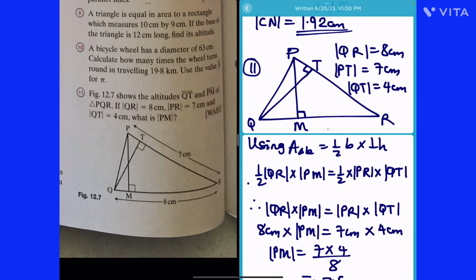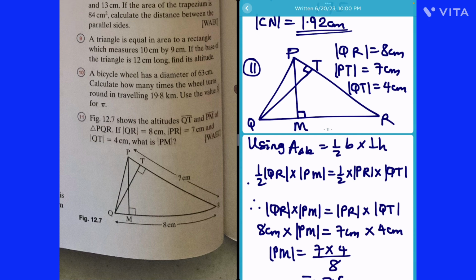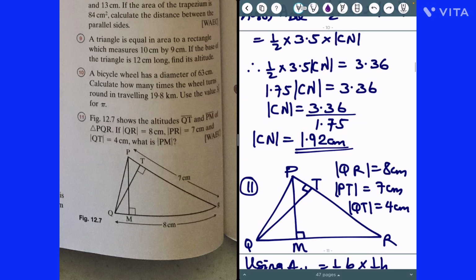In this question, we are told that in triangle PQR, QT and PM are altitudes. So what that means is simple, that 7 times QT is an area. Do you understand? Here, this length, 7. 7 times what? Times height QT. 7 times height QT will give me the area of the triangle. That will serve as base times perpendicular height.